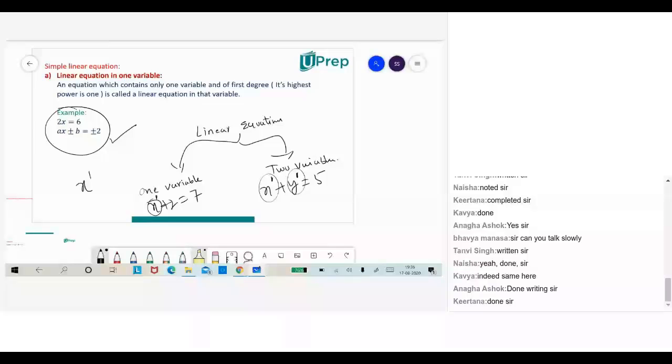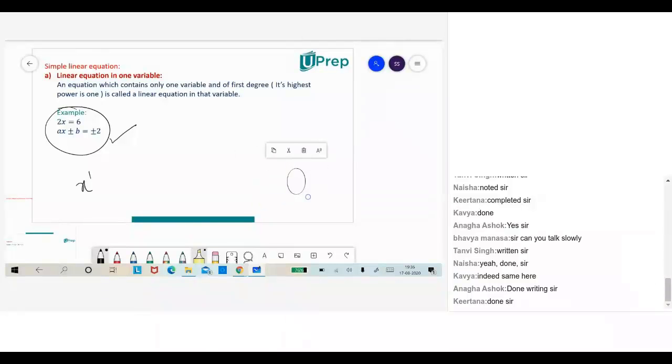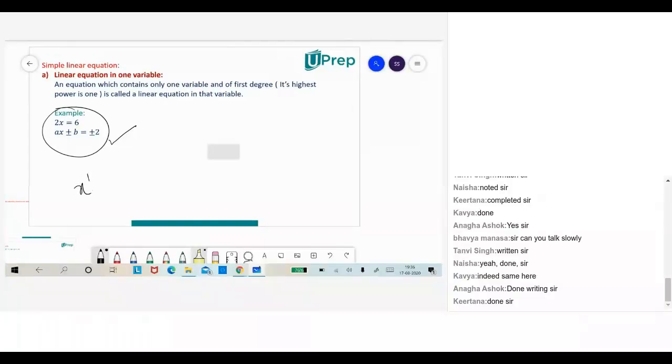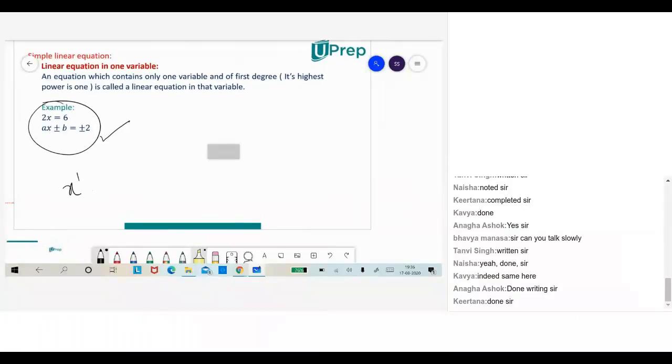So linear equations are of two types: one variable and two variables. But at this point of time, in your 8th standard, you have only linear equation in one variable. The concept of linear equation in two variables you have in your 9th standard. So let's focus only on linear equation in one variable.